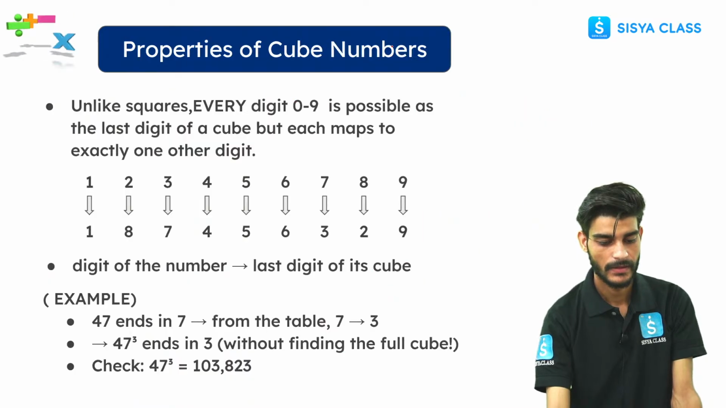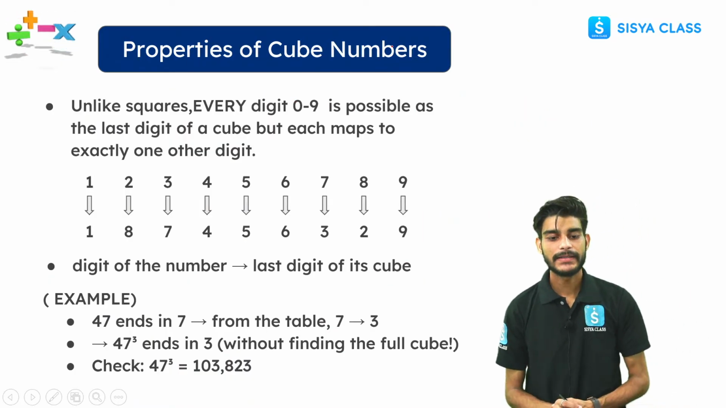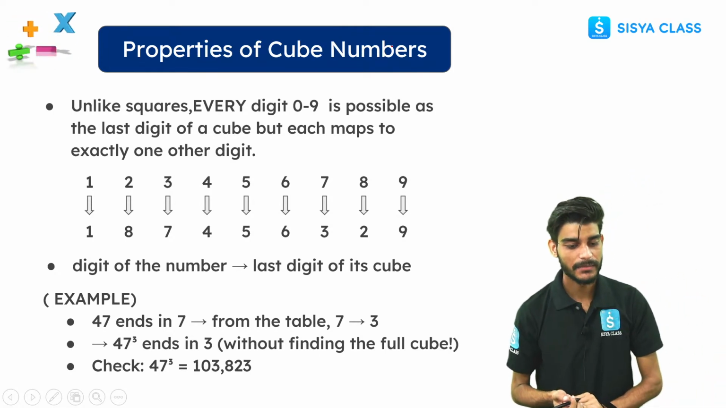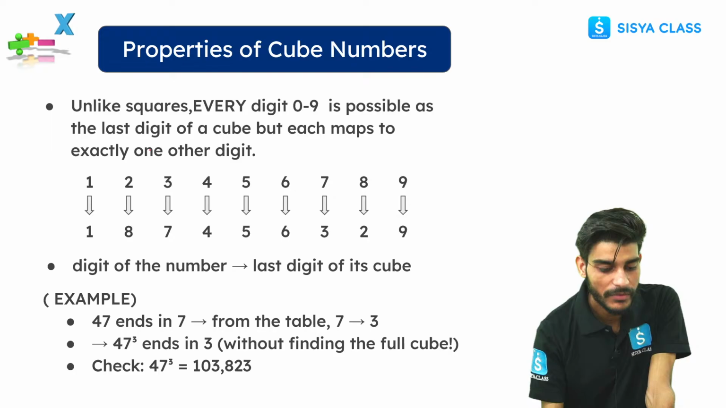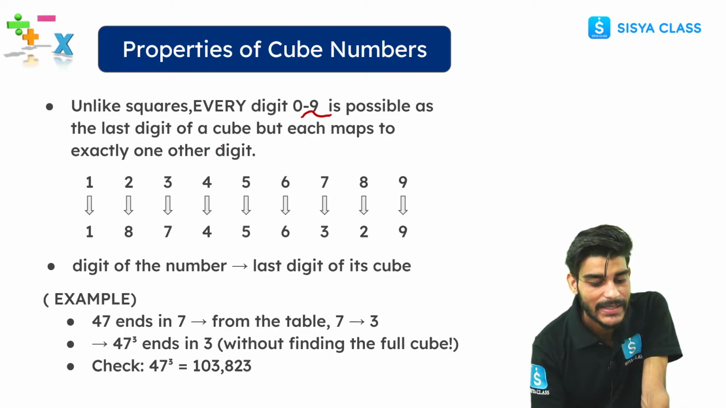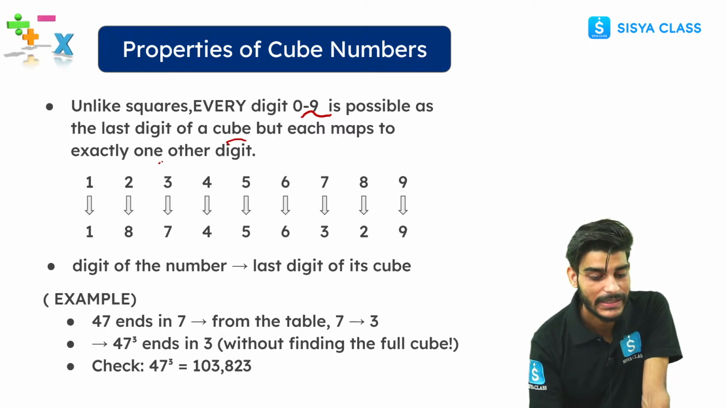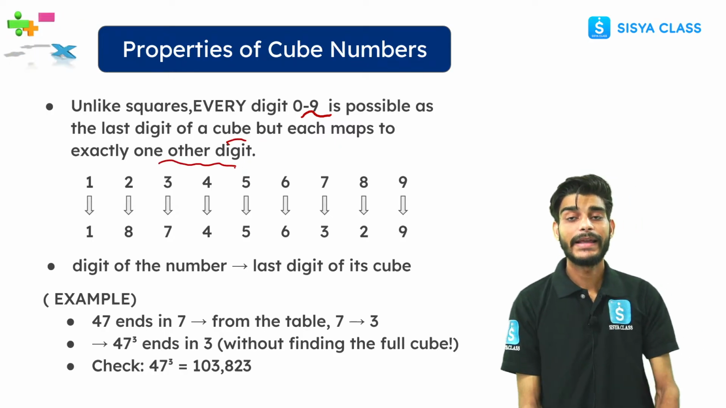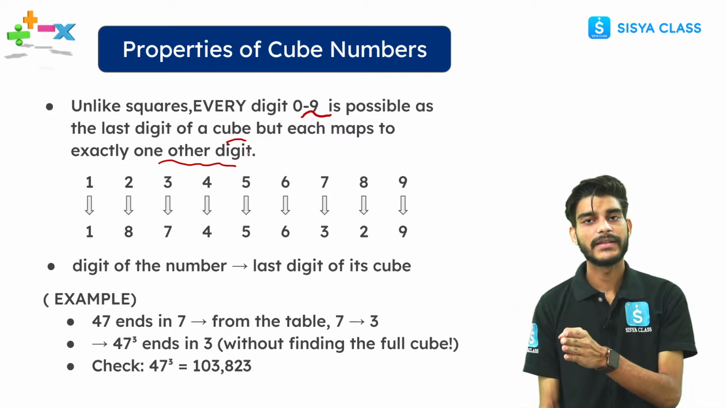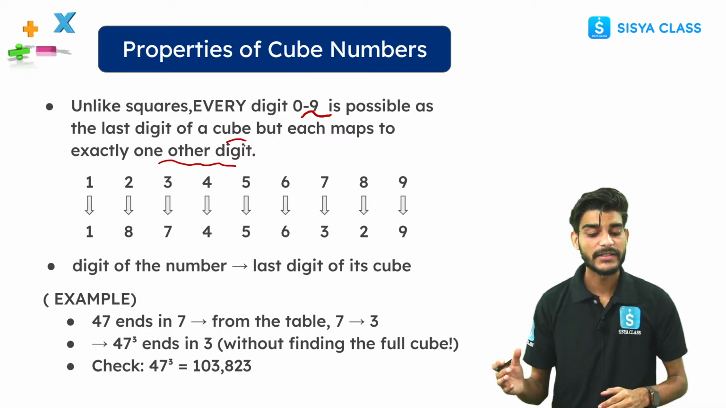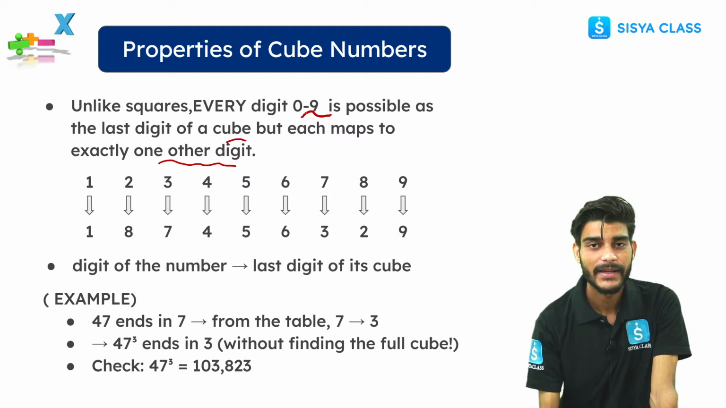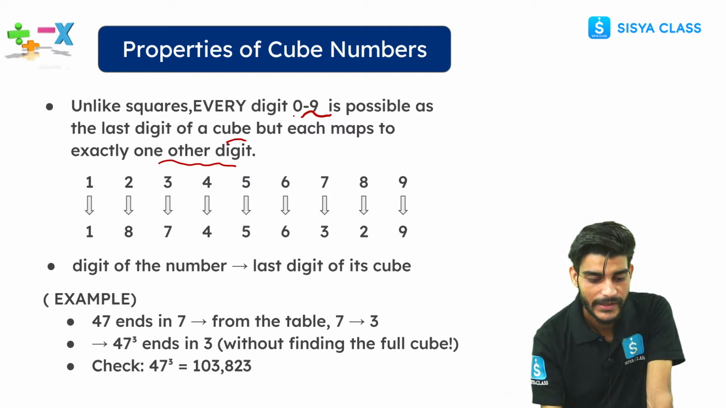Okay. Now the next is, there are some properties that these cube numbers follow, right? Like the square numbers, there are properties of square numbers as well. In the same way, there are properties of cube numbers as well. So unlike square numbers, every digit from 0 to 9 is possible as the last digit of a cube, but each maps to exactly one other digit. Like in square numbers, there were some specific numbers as the last digits, right? When we were finding the squares, the ending digit was some specific, but here it is not like that. It can end with any number from 0 to 9. This is the difference.